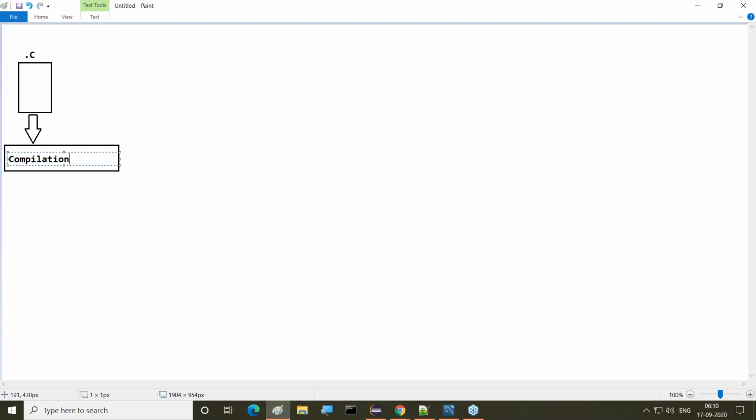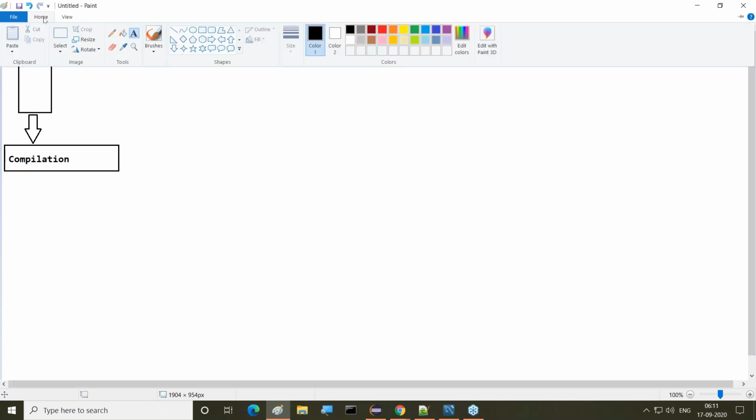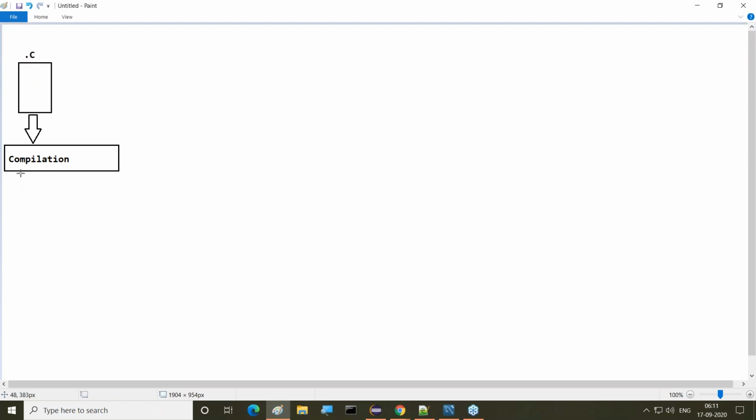Muhammad Malik says it converts to machine language code, that means high level to low level language. Another answer: for finding errors. That's perfect. All of your answers are right. That is the reason why we require compilation.